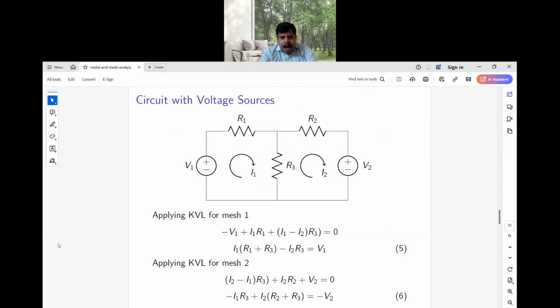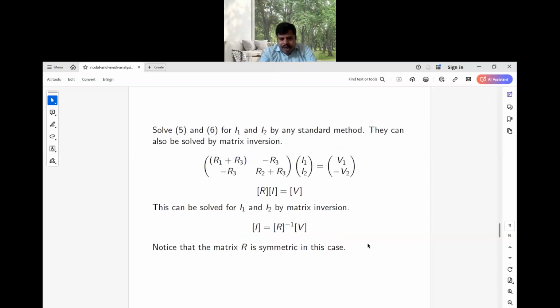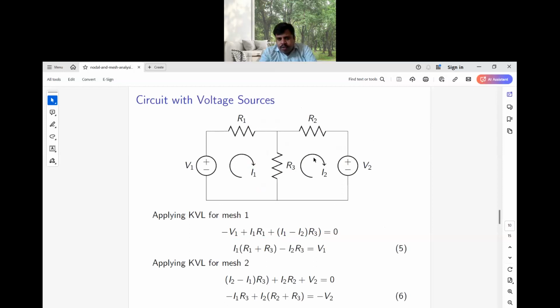Clear? So similarly, apply KVL for mesh 2. If you apply KVL for mesh 2, what is the current through R3? We are assuming the current in the direction of I2 while dealing with loop 2. So what is the current flowing through R3 from down to up? It is I2 minus I1 into R3. The voltage drop is I2 minus I1 into R3. The voltage drop will be developed in this manner here. So what is the voltage drop in R2? I2 into R2. And V2 is also in the same direction.